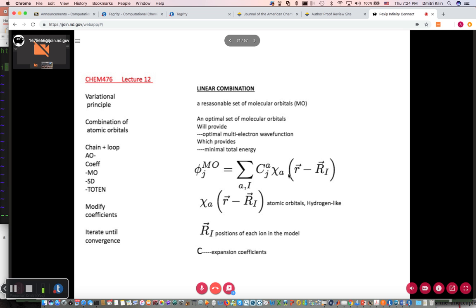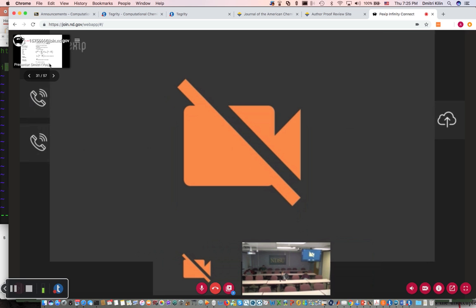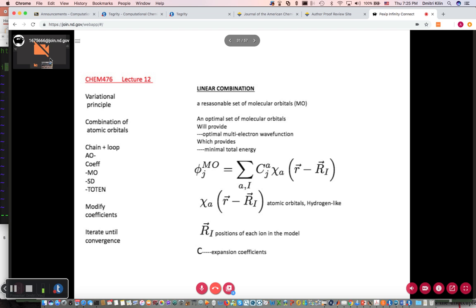A runs over all quantum numbers for a given atom, for a specific atom. The atomic orbitals are defined at the center of ion R capital sub I. And we are planning to construct a superposition of all atomic orbitals on each ion. Therefore, the summation index runs over both A lowercase and I uppercase, where A lowercase stands for principal, orbital, magnetic, and spin quantum number for atomic orbitals, and I runs over all ions in the model.